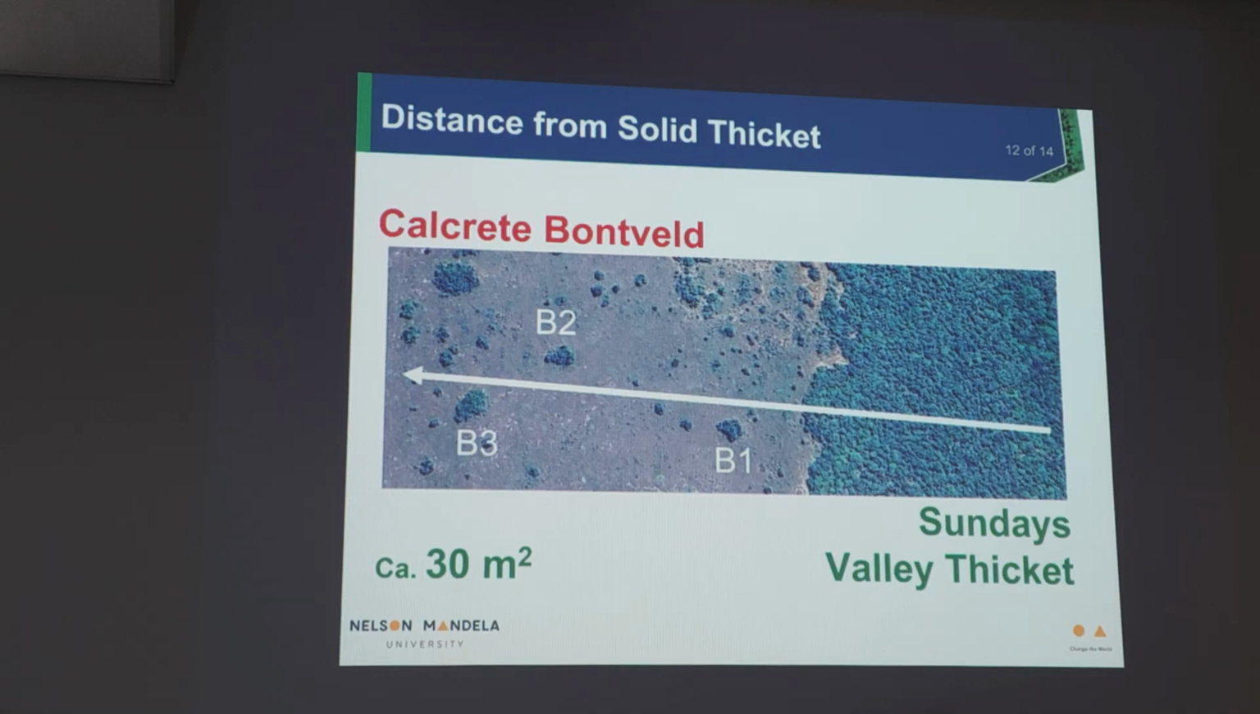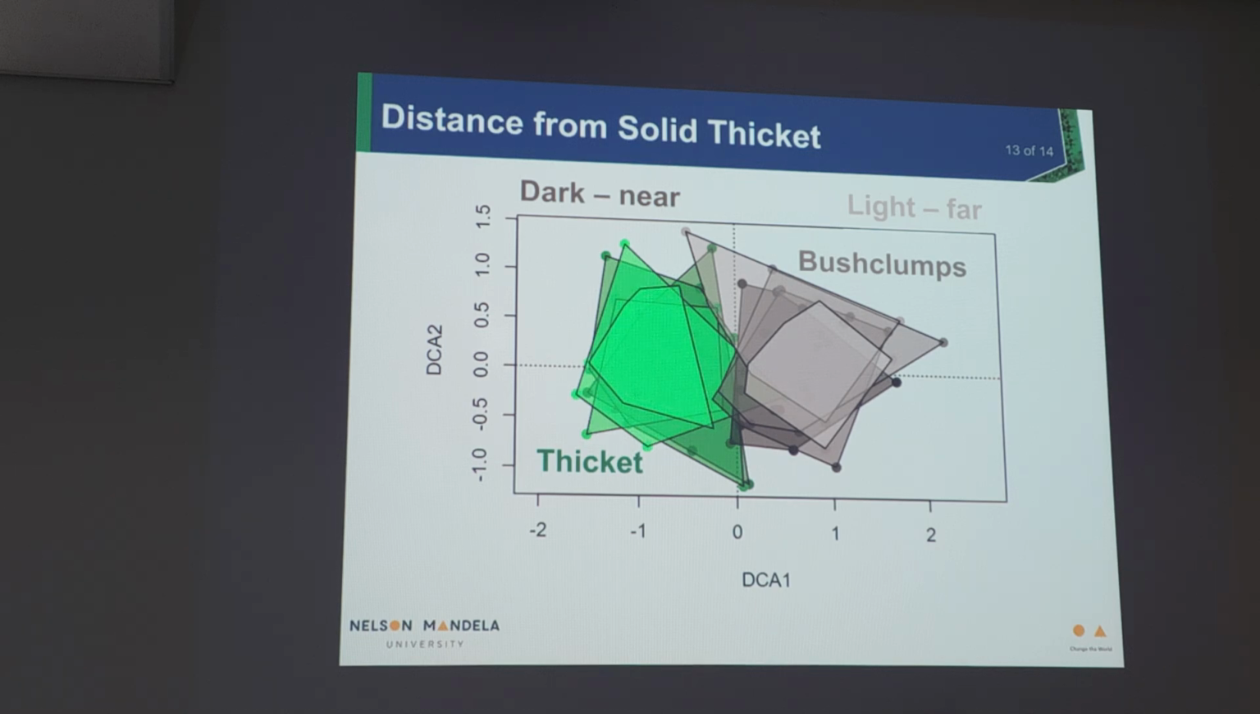The bush clumps we chose to be about 30 square meters so that it would match and there wouldn't be a size difference. And the pale ones in the front are the ones that are far away from each other. The ones at the back that are darker are close by. And once again, there's obviously the bush clump thicket difference, but both in the bush clumps and in the thicket, it appears that the distance doesn't matter. Bird dispersed mostly, of course, as you can imagine, which they're quite capable of moving across these landscapes.